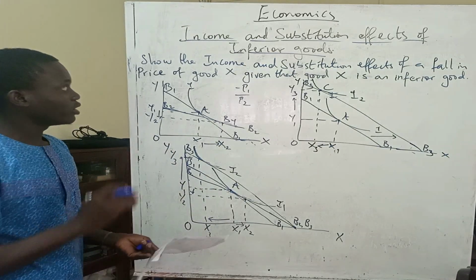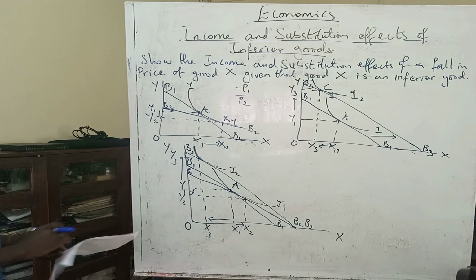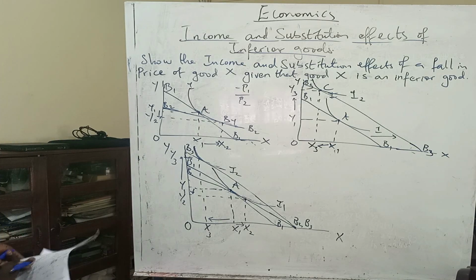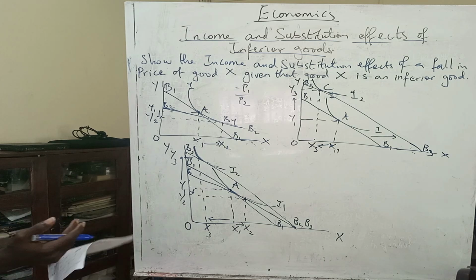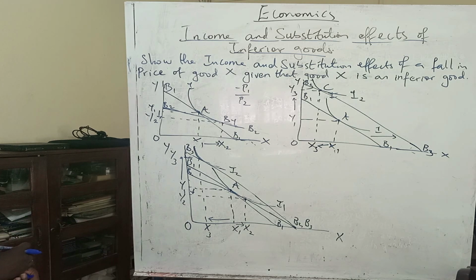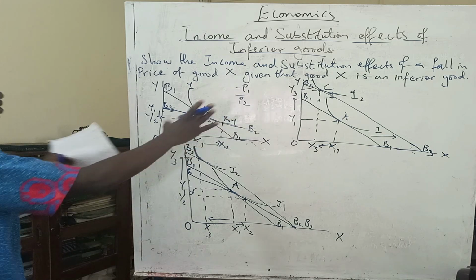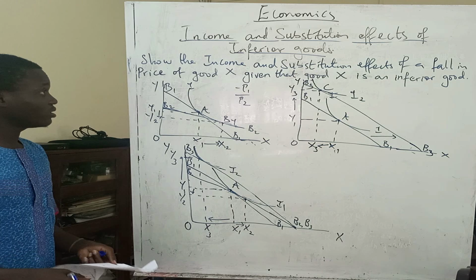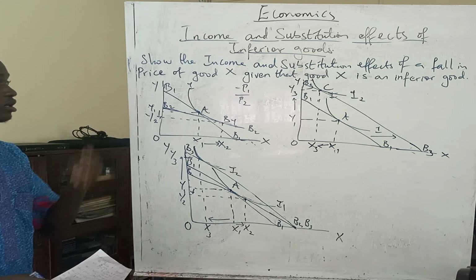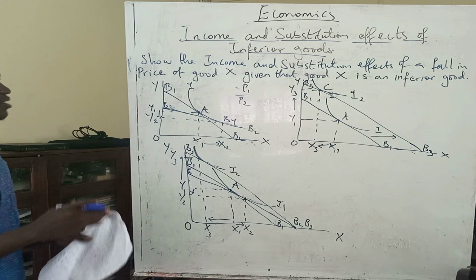So take home, note what an inferior good is, note income and substitution. I didn't write them, but I explained them. So what's the income and substitution effect, and with an example you should be able to illustrate that. And all of these graphs, like graph A, graph B, graph C, you should be able to do that as well. So the assignment I'm going to give you is for you to show the income and substitution effects of a rise.